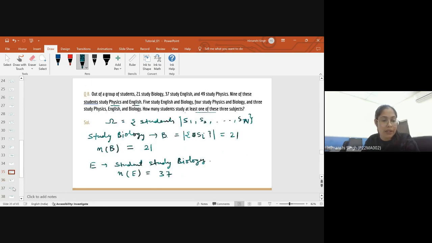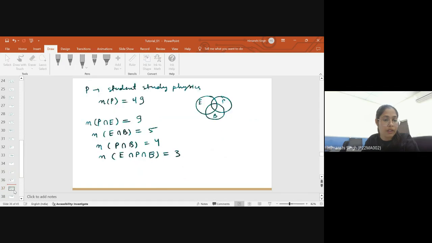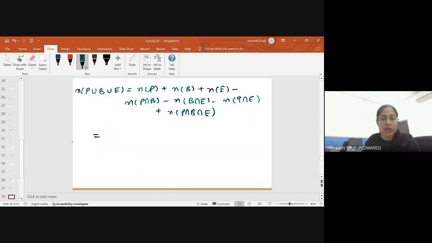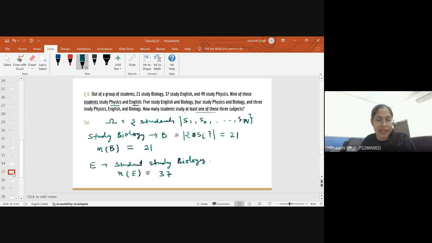21, 37 and 49. So it is 21 plus 37 plus 49 minus... So ordering may be different. Like I have written number of elements in P. It may be different because it is a little difficult for me to go back to the slides and see what exactly it is. So I hope you understand that.